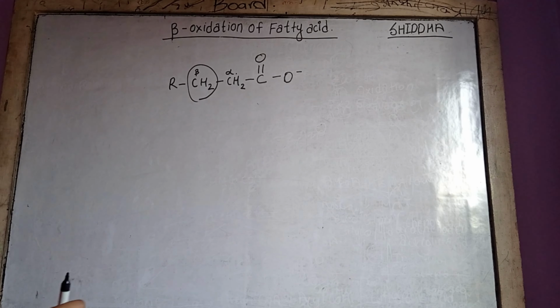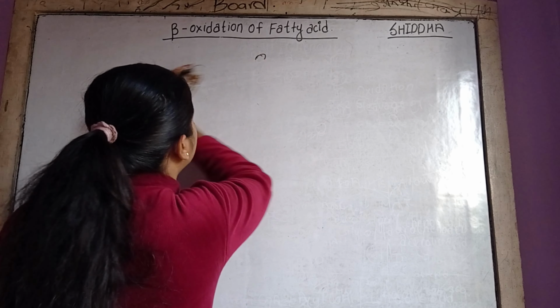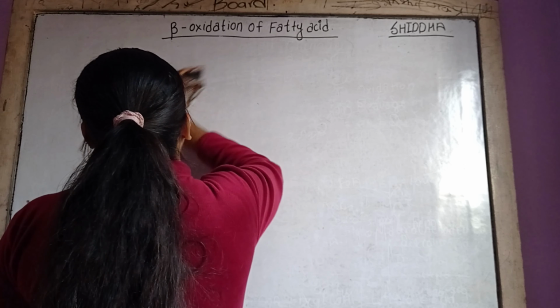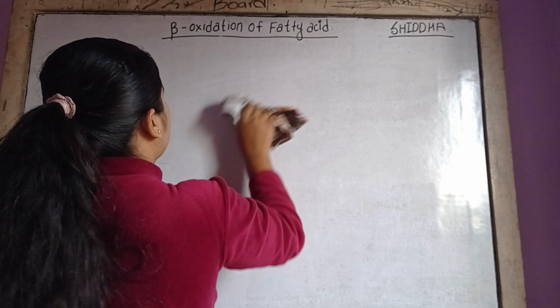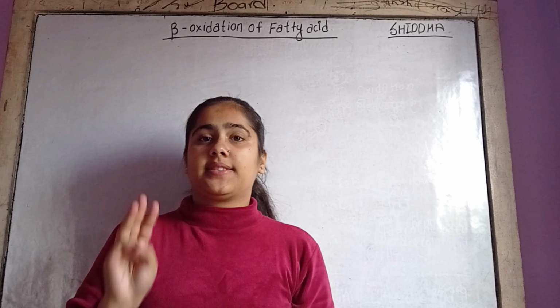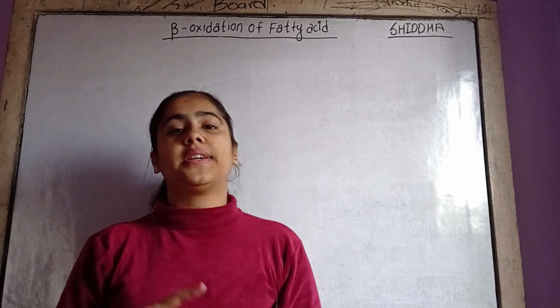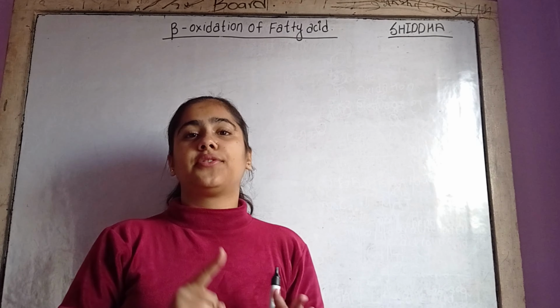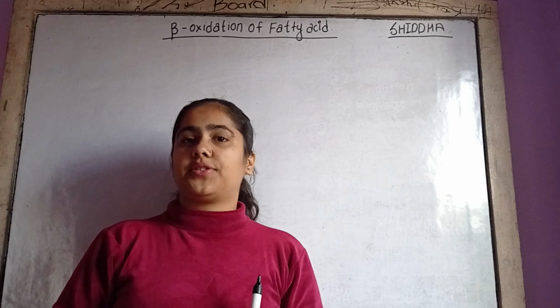So after the definition, let us enter into its steps or pathway. So we have generally three steps for its oxidation, which are activation, transportation and beta oxidation proper.